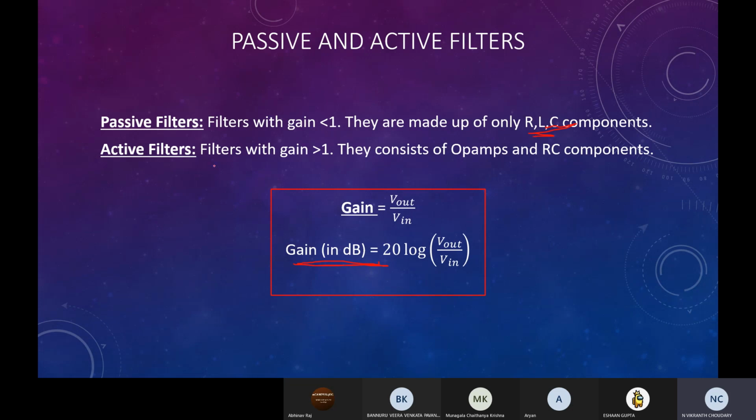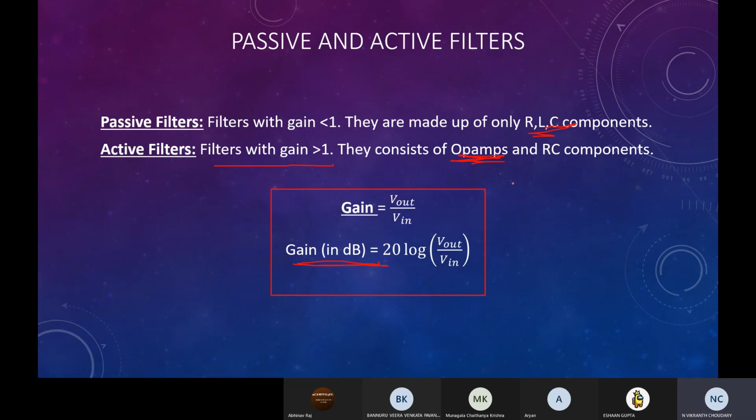And in active filters, the gain would be greater than 1. And they are also made up of R, L and C. And in addition to R, L and C, we use op amps over there. Op amps you have learnt in the previous workshop. So we won't go into much detail now about op amps.